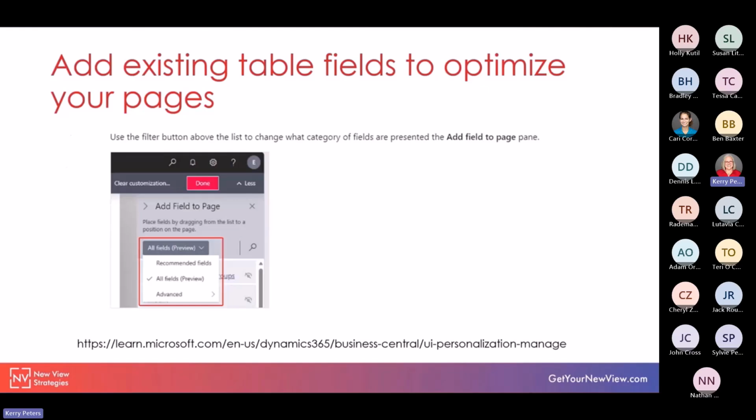This is a screenshot from learn.microsoft, and the link is below. And this just shows that the filter button is now available to be able to change the category of fields to add the fields, again, when customizing a page on a profile. So you can see that there's the recommended fields, there's the all fields, and advanced. So now there's more flexibility as far as being able to add fields that exist, but you may not have been able to add even through customizing pages on a profile previously.